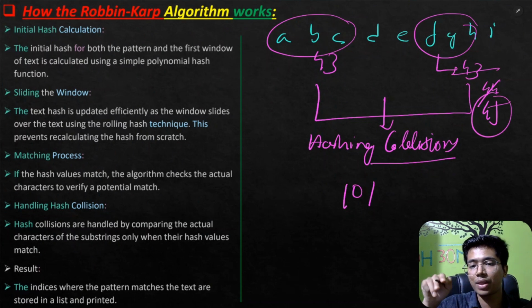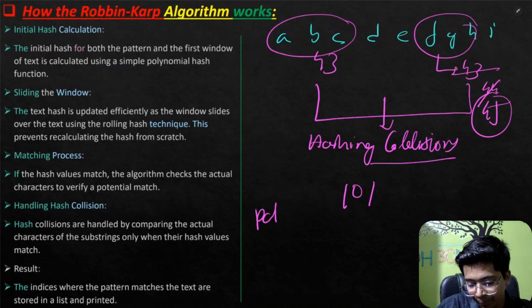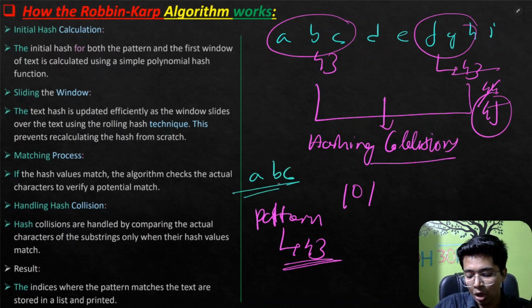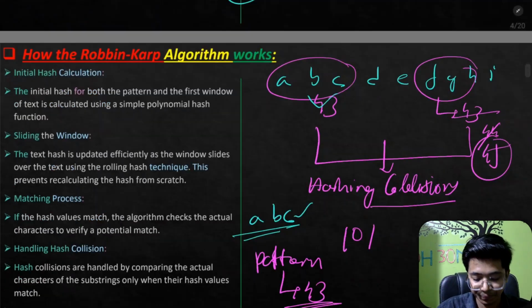We try to reduce the collisions, and this is why we do the character by character comparison. Because of collisions, the same pattern can also have 43. So due to these collisions, we again do a character by character comparison, and only after that do we know whether they are actually occurring or not. So this entire technique helps us optimize our algorithm.